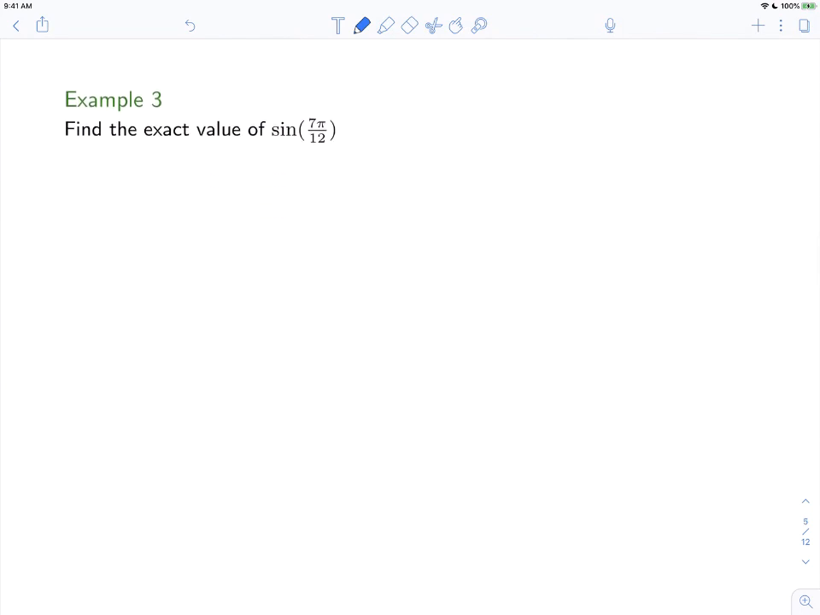This time, let's do things in radians. So now we want to do sine of 7 pi over 12. In order to use a sum or difference formula, we need to write this as the sum or difference of some other angles that we already know how to compute sine and cosine for. So in this case, we're going to write this as sine of 3 pi over 12 plus 4 pi over 12.